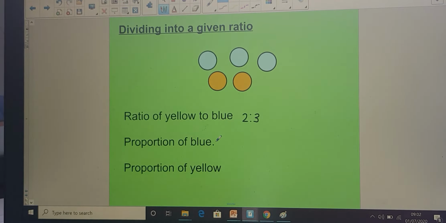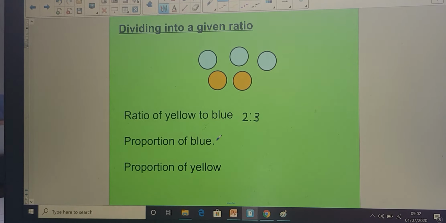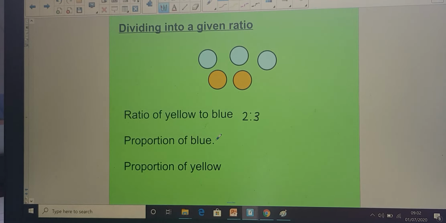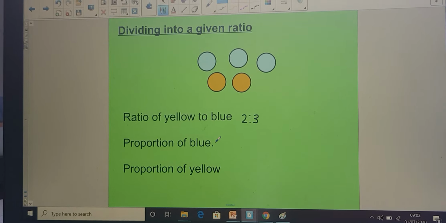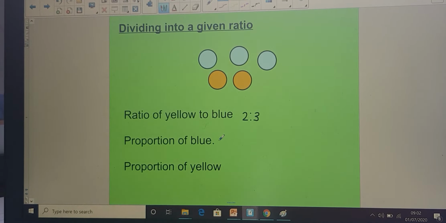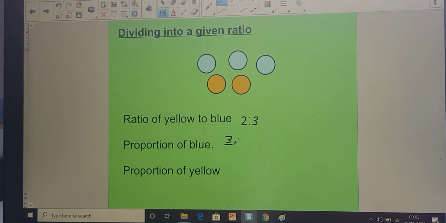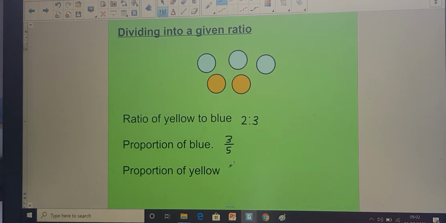So a proportion is anything that can be expressed as a fraction, decimal, or percentage, because those things are all equivalent. Now, the proportion of blue, well, there's 3 blue circles out of the total number of circles. Well, how many circles are there? 1, 2, 3, 4, 5. So the proportion of blue is 3/5, and the proportion of yellow is 2 out of 5, therefore.